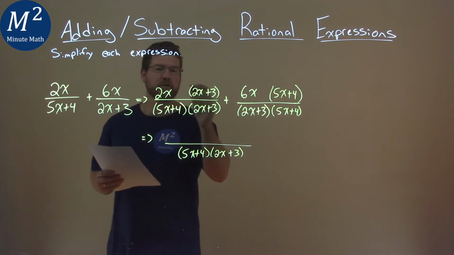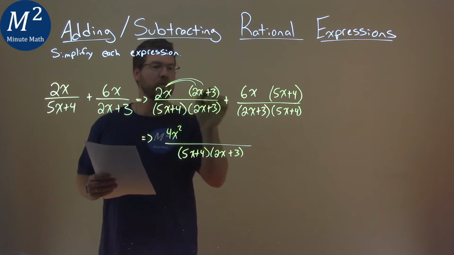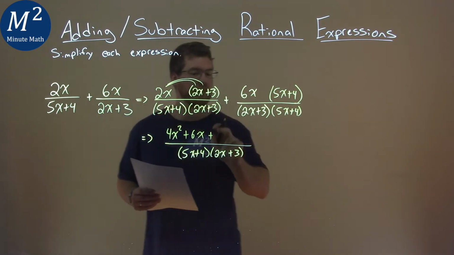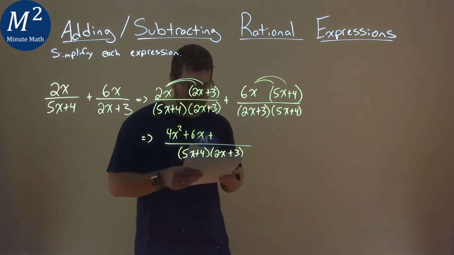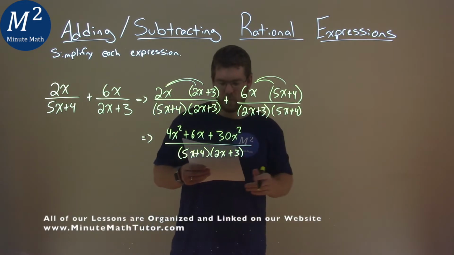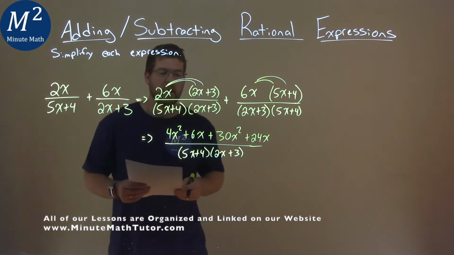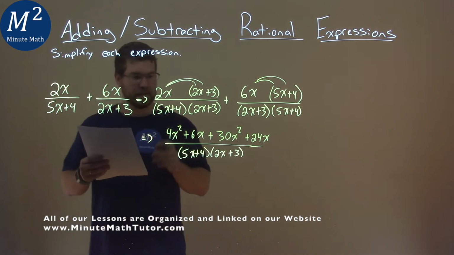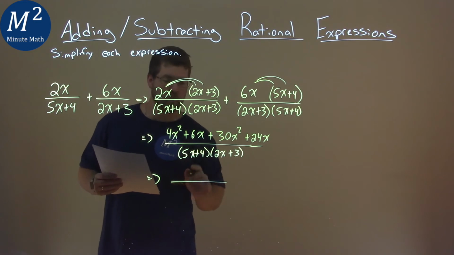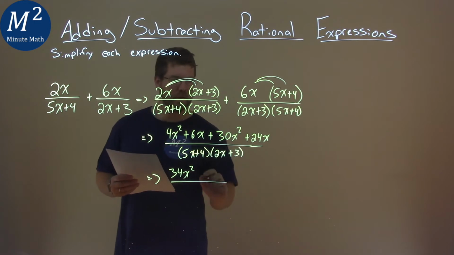The numerator, we want to distribute this out. 2x times a 2x is a 4x squared, and 2x times a 3 is a 6x. We're adding now, right here. Same thing. 6x times a 5x is a 30x squared, and 6x times a 4 is a good old 24x. Now from here, we need to combine our like terms. In the numerator, we have a 4x squared and a 30x squared. That's a 34x squared. 6x and a 24x is a 30x.